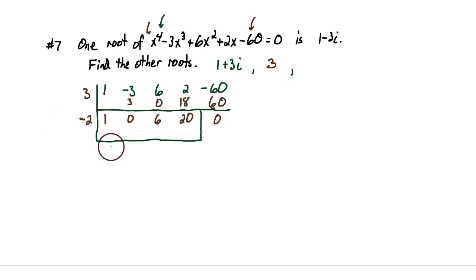Maybe -2. And the remainder is 0. So we discovered that -2 is also a root to the original equation. We can add it to our list. So here are the 3 other roots.